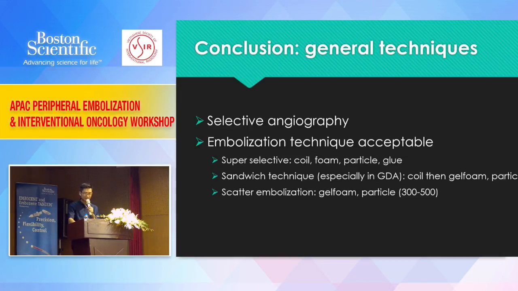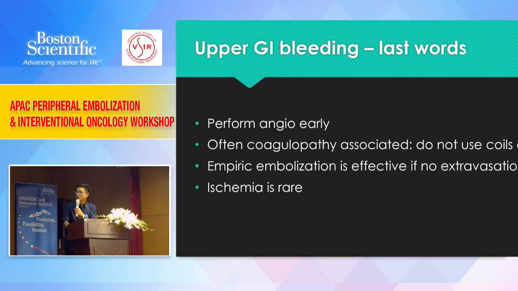It is something we don't recommend, but sometimes we have to use it to stop bleeding, and sometimes we have to occlude the trunk. With upper GI bleeding, we have to perform the procedure as soon as possible, because the literature shows that the earlier we do the procedure, the fewer complications the patient gets.